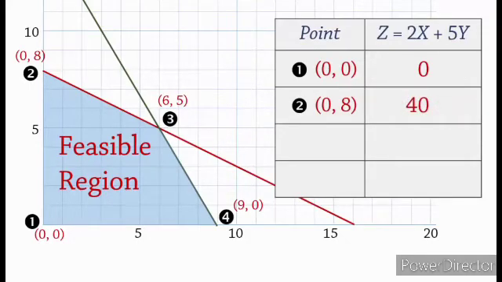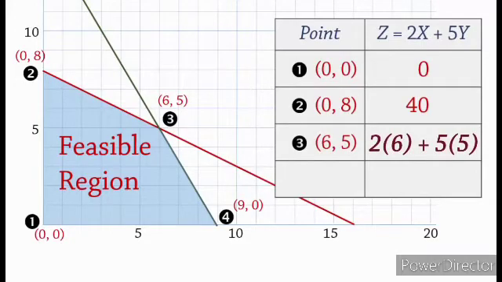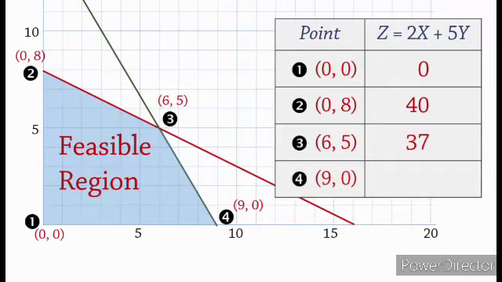The coordinates at point 3 are 6 and 5. So z equals 2 times 6 plus 5 times 5, which equals 37. And finally, at point 4 with 9, 0, z equals 2 times 9 plus 5 times 0, which gives 18.